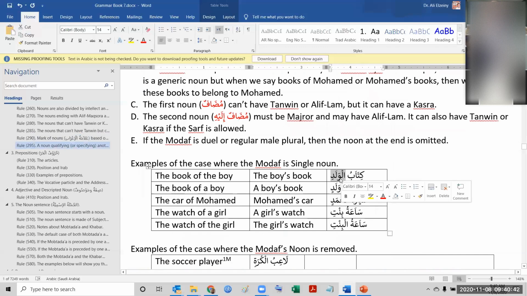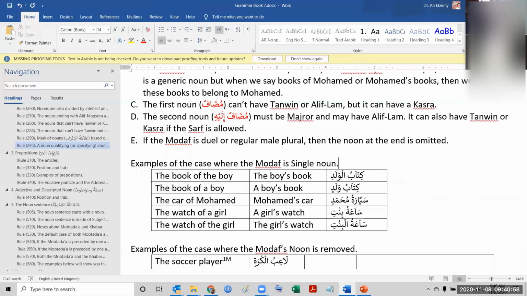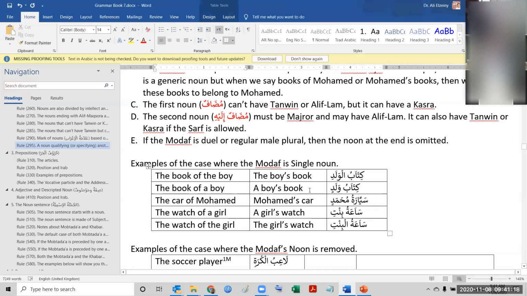The mudaf is majrur. That's why we say kitabu al-waladi. Now, we want to make it the generic form. The generic form is for the book, we say it's a book of a boy. These are the books of a guy, a random boy. We don't know, not the boy, it's a boy. Or a boy's book. We say it in English in two different ways.